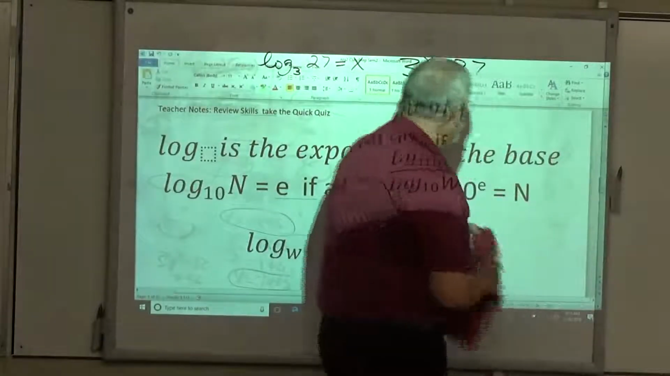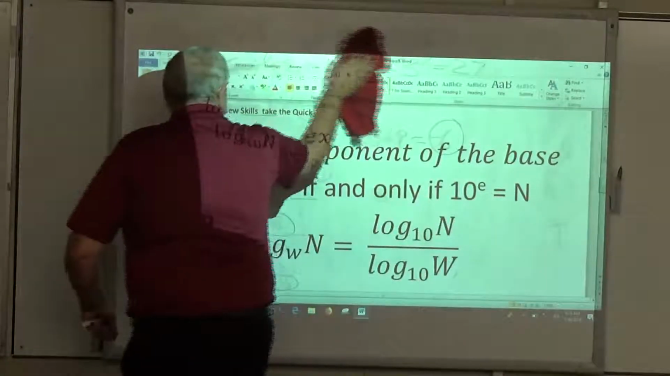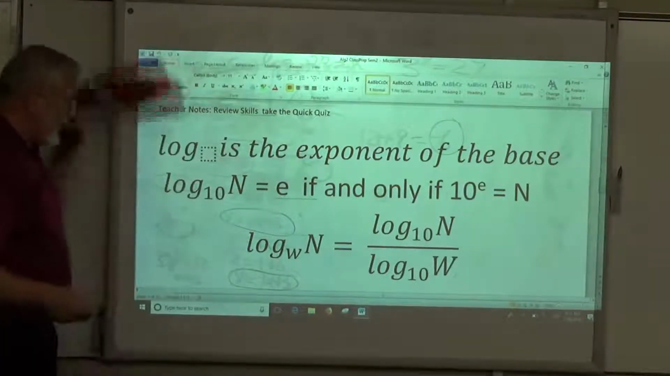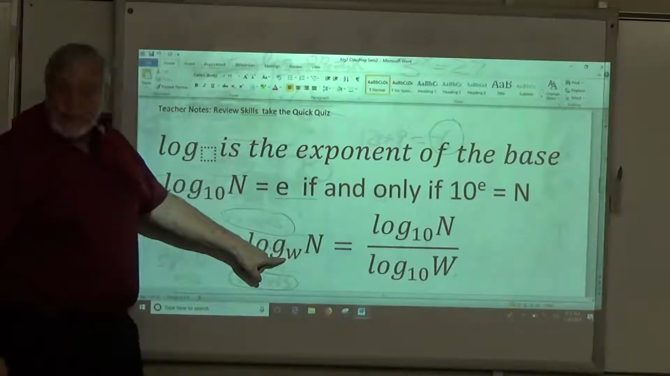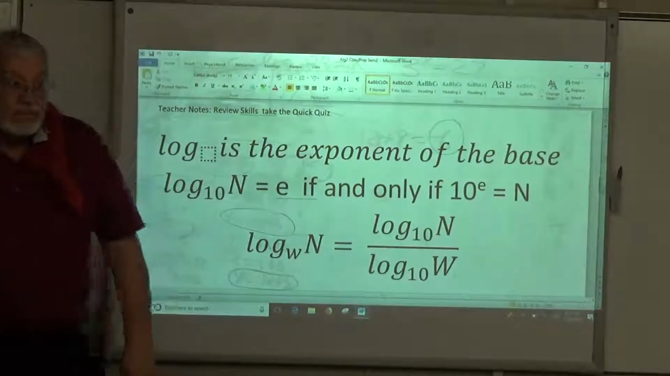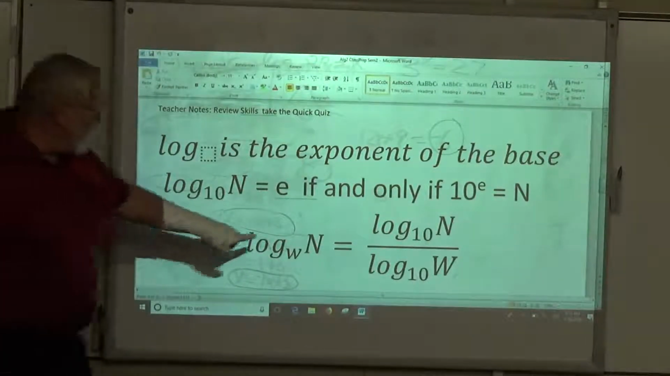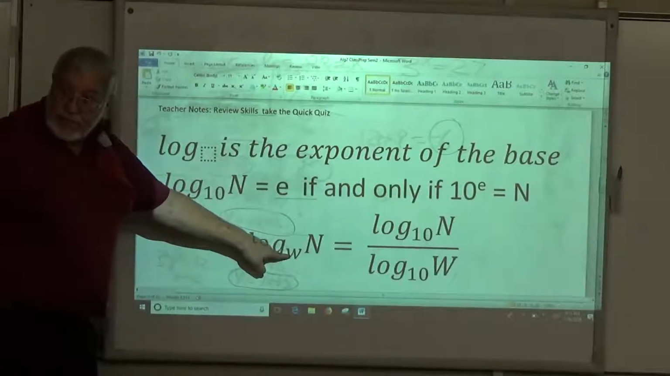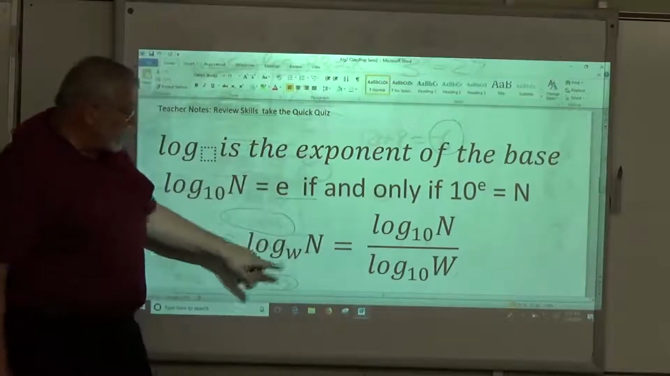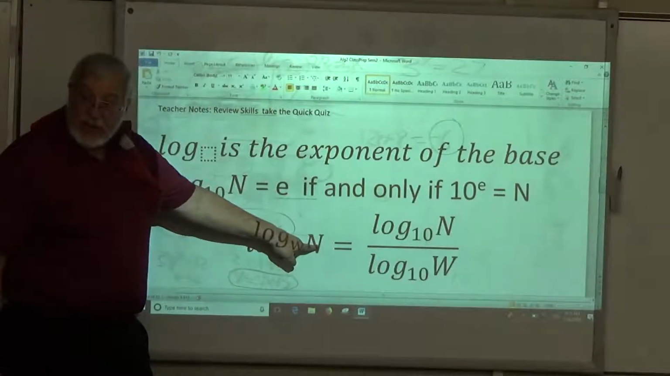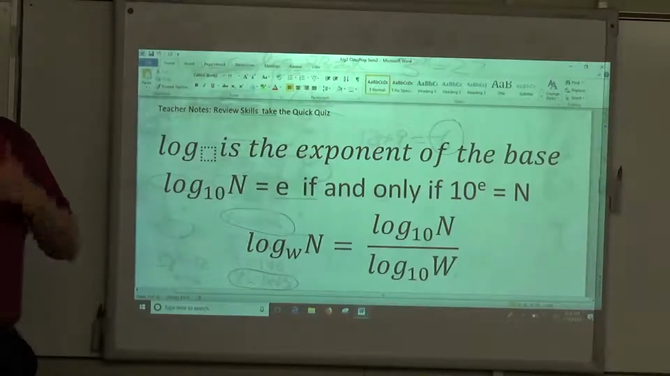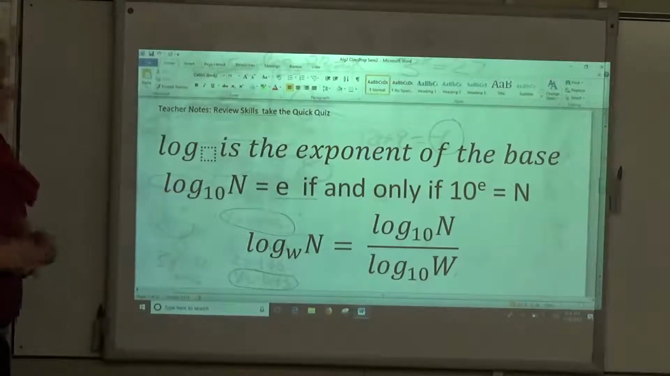So that's one of the skills that you need to be able to do, because sometimes you can't figure anything else out. Now, another thing that's important is whenever you have different bases, our calculators have base 10. If you have a different base, the exponent is the log base 10 of the number divided by the log base 10 of the base. That's another switch, because your calculator can do that.